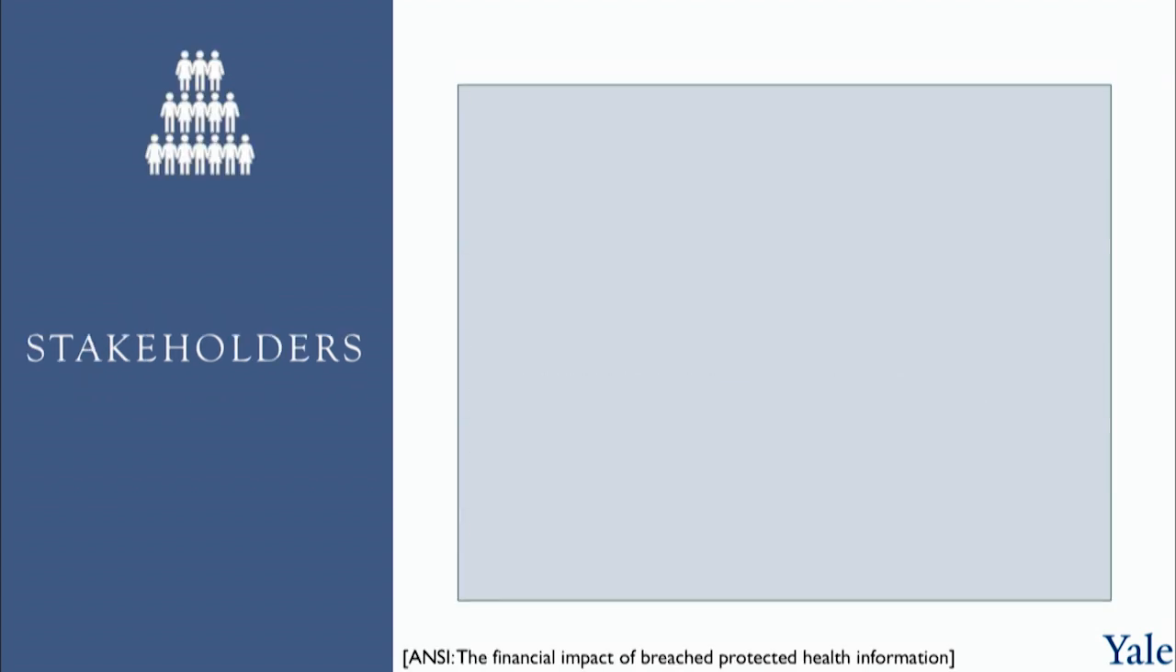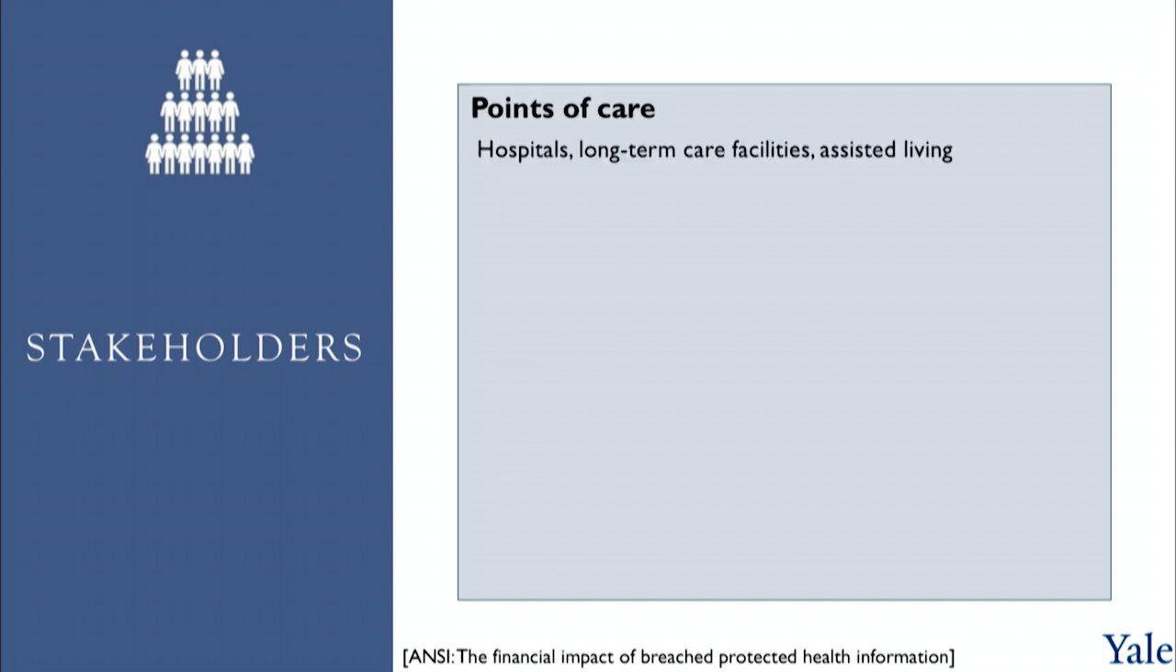What are the stakeholders involved in the healthcare system? And this is from a report from ANSI. You can see the title below. Of course, we have points of care. We have hospitals, long-term care facilities, assisted living, and anybody else who provides care to patients. We have payers, insurers, Medicare, Medicaid, employee benefits, and all those people come into play.